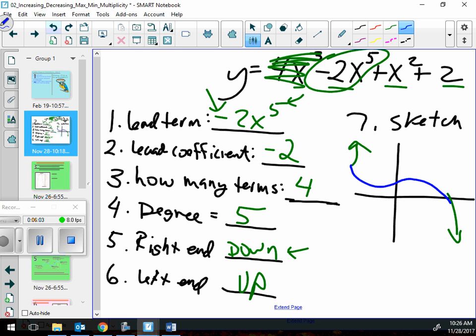So, how many of you got 6 out of 7 or better? I'll afford for one little mistake. Okay, good. That means pretty much everybody's on top of what we learned in the last day.